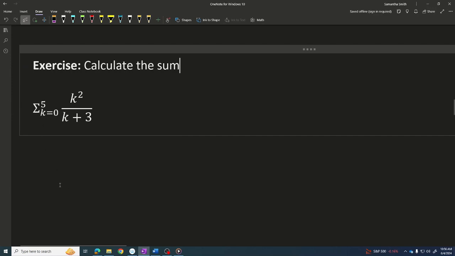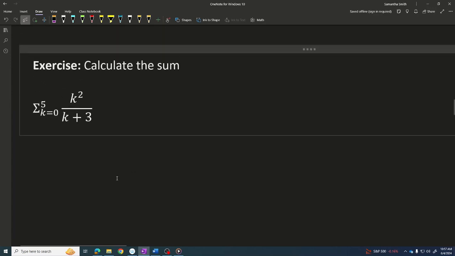Here is our sigma, signaling to us we're about to calculate a sum. Here at the bottom of the sigma, we're given our initial k value, k equals 0. Here at the top of the sigma, we're given our final k value of k equals 5. And here to the right of the sigma, we're given the formula that we need to plug these k's into, which is k squared all over k plus 3.